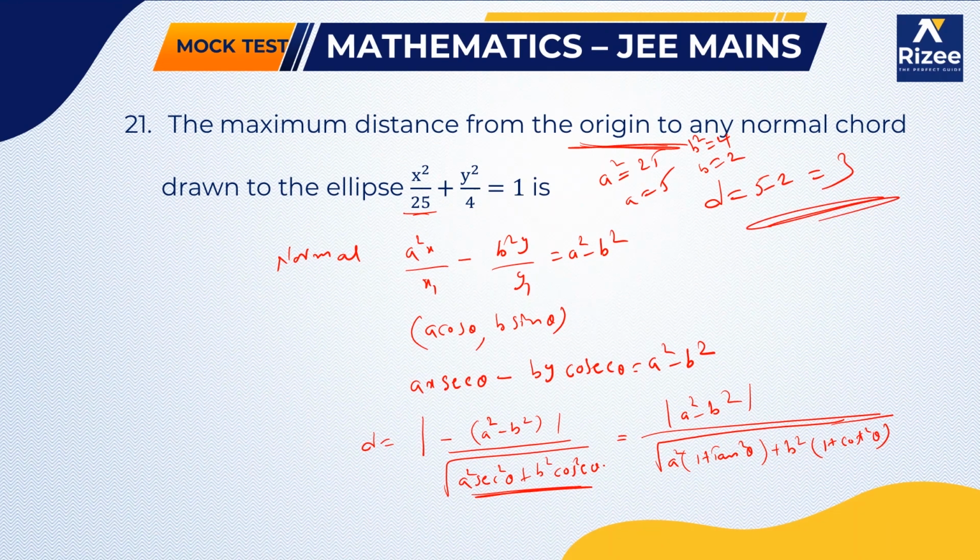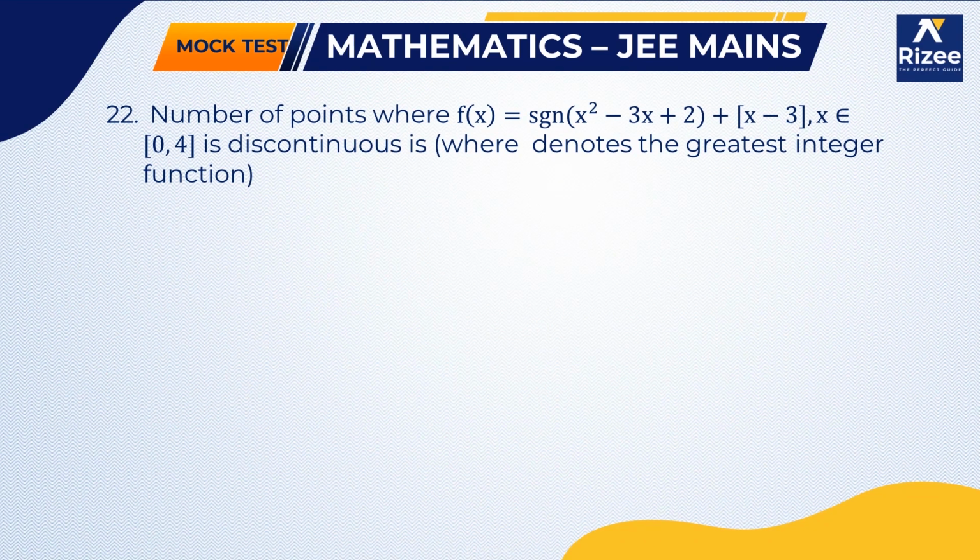The number of points where f of x is equal to signum of x square minus 3x plus 2 plus step of x minus 3, x belongs to 0, 4, is discontinuous, where step x denotes the greatest integer function. Now I am taking given x belongs to 0, 4, which means x is equal to 1, 2, 3, 4. I am excluding the 0, taking only 4 points here. What are they? 1, 2, 3, 4.